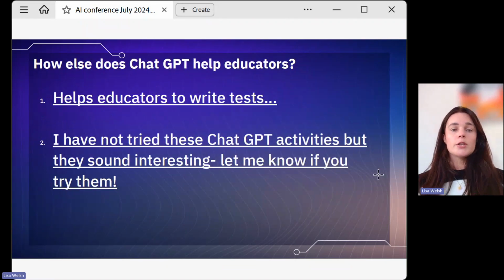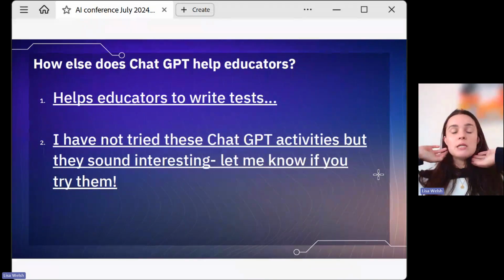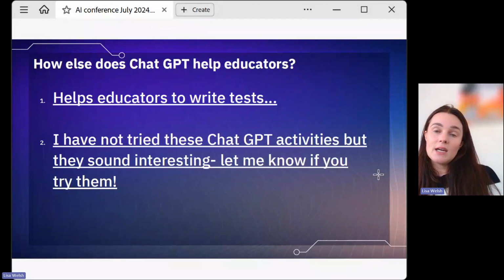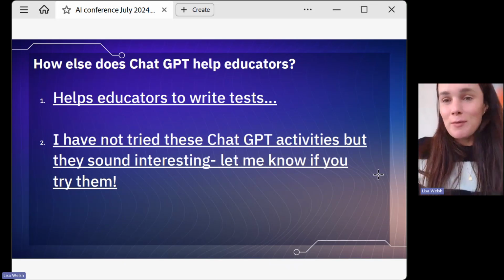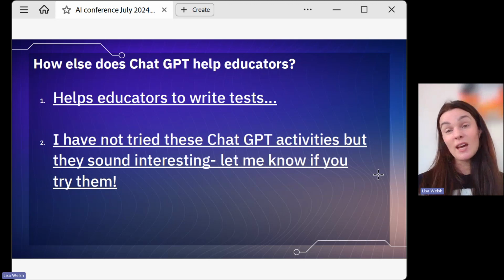So we're going to move on from ChatGPT, but there are a couple of links there. I could really go on about this all day. One thing I'll not go over today, because I want to maybe have a bit more experience myself, is how it can help you write tests, and there are a bunch of other activities there as well.